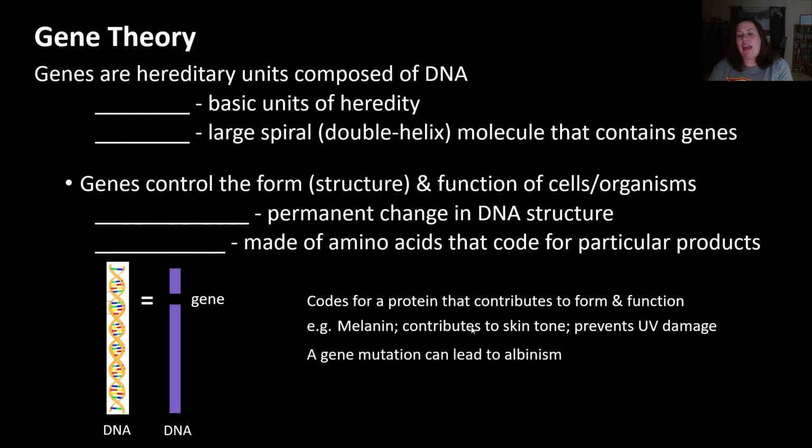A gene mutation can lead to something called albinism. Albinism in this case means that they don't produce any melanin. They produce no pigment for their skin. Okay, and so this could be a type of mutation.